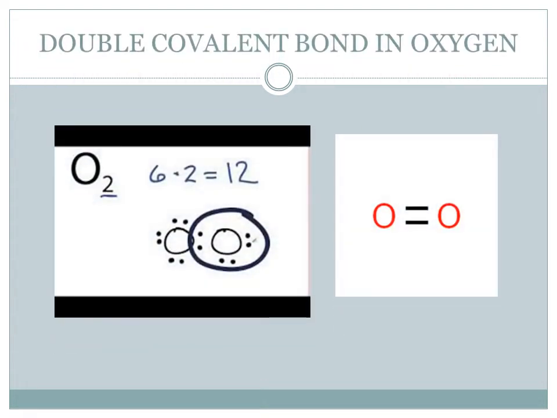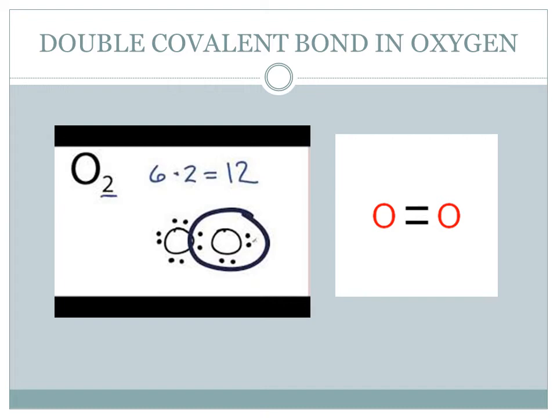Let us see the bond formation in oxygen. An oxygen molecule consists of two oxygen atoms. The electronic configuration of oxygen atom is 2,6. Each oxygen atom has 6 valence electrons, and each oxygen atom needs 2 more electrons to complete the octet.